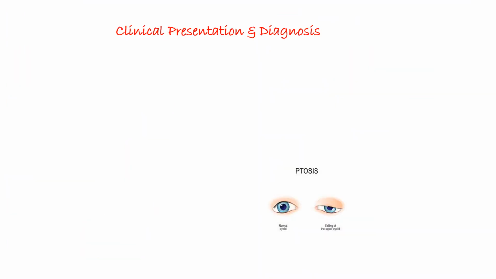Clinical presentation and diagnosis. Currently we know that ptosis is a sign or a symptom that a patient will come and tell you: my eyelid is drooping, or I cannot elevate my eyelid. Or you as a clinician can actually see that the eyelid of this patient is drooping. So clinically, what are you going to see?